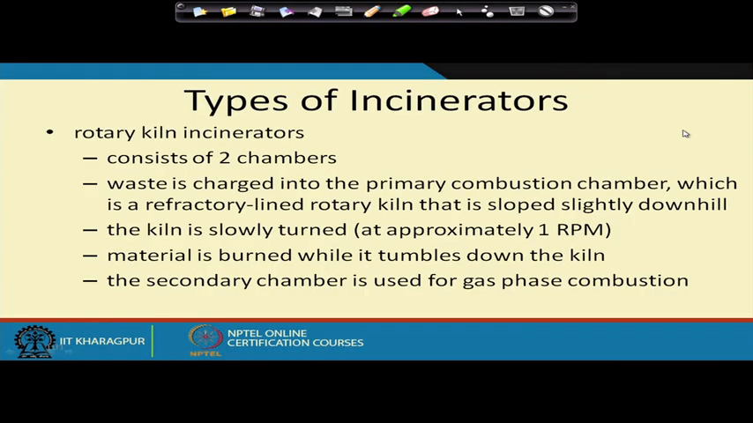And then the other one is the rotary kiln. The rotary kiln has two chambers. Rotary kilns are used a lot in cement and other places. It consists of two chambers: a primary combustion chamber and a secondary combustion chamber. The primary combustion chamber is refractory lined.